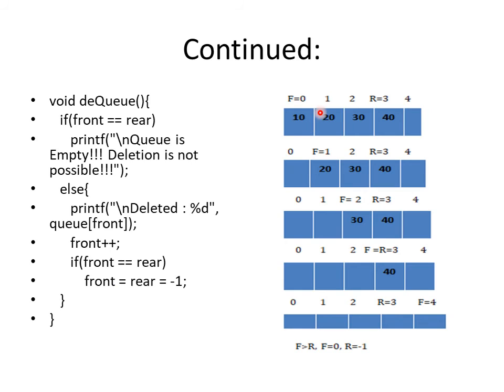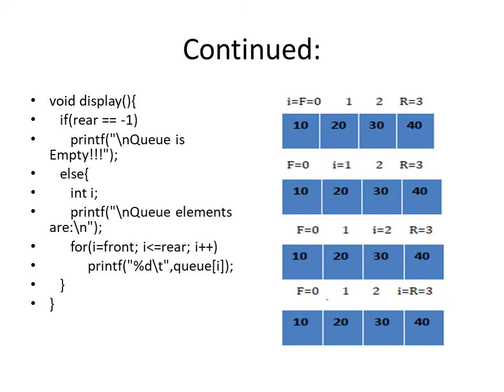Here, in the previous slide, what am I doing? To insert an element, I am incrementing the rear element, that is r equals r plus 1. That is in enqueue. In dequeue, what am I doing? I am deleting an element. Now I am incrementing the front end, that is front equals front plus 1. After deleting all, when f is greater than r, I am reinitializing f equals 0 and r equals minus 1.